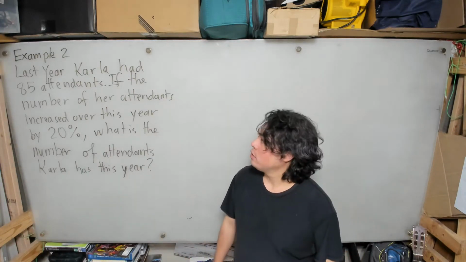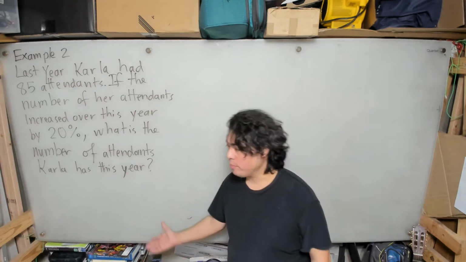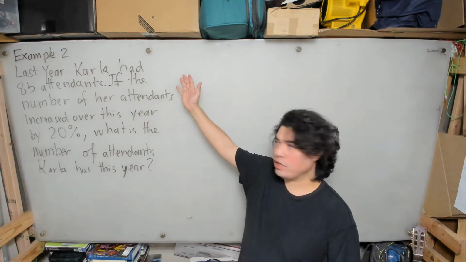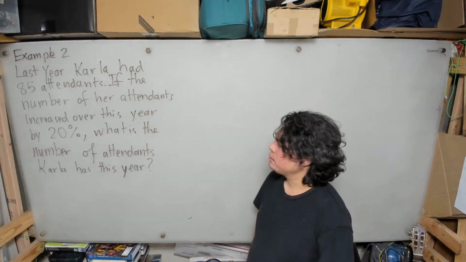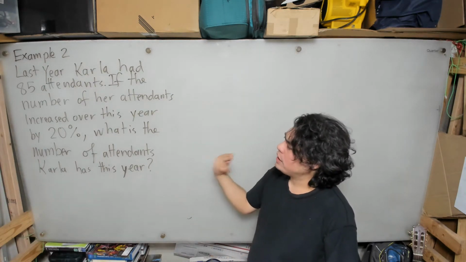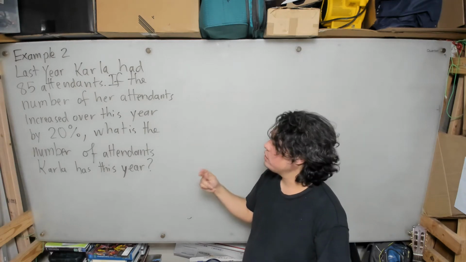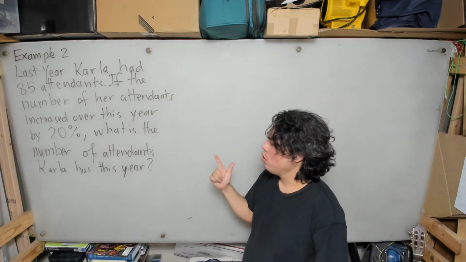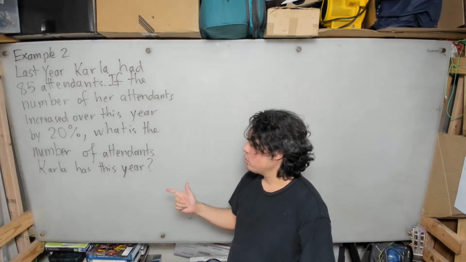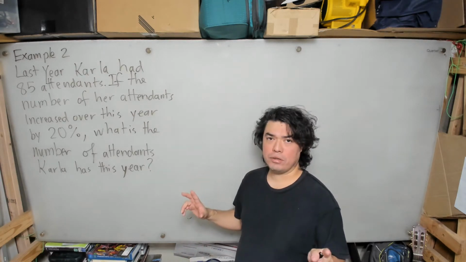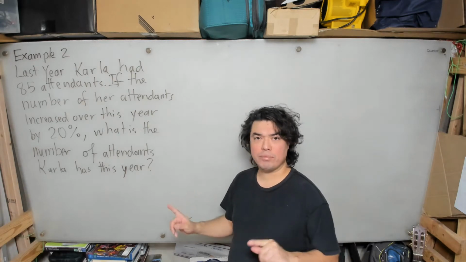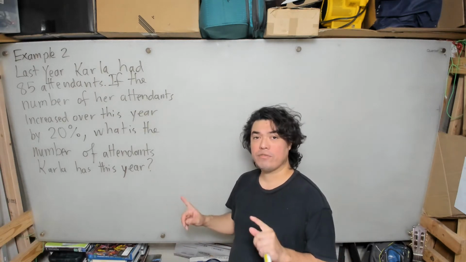Hello again. So now we're going to approach this problem, okay? Let's read it together. Last year, Karla had 85 attendants. If the number of her attendants increased over this year by 20%, what is the number of attendants Karla has this year? I want you to observe something. Now we're not asking what is the percent of increase. We're asking for something else.